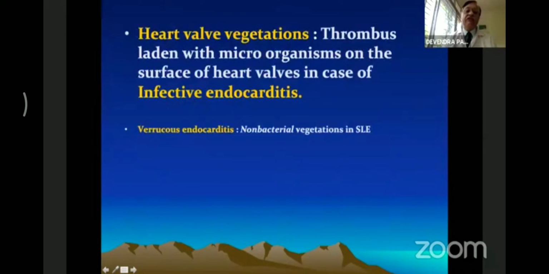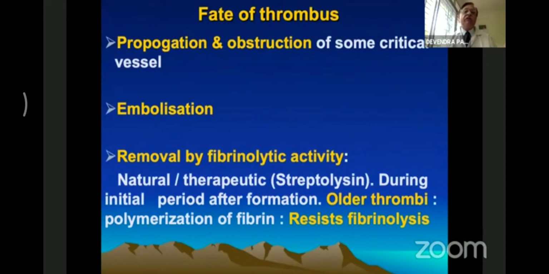Heart valve vegetation is seen in infective endocarditis, where the bacteria not only colonize but grow on the heart valves, like they grow in petri dishes, which you have seen in the microbiology lab.